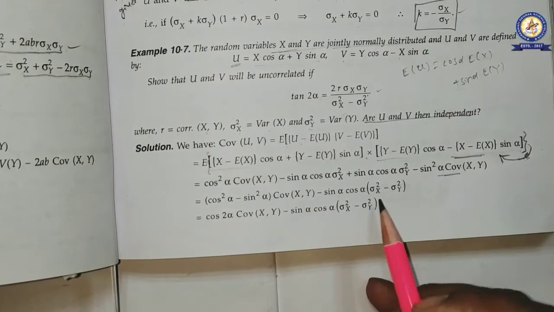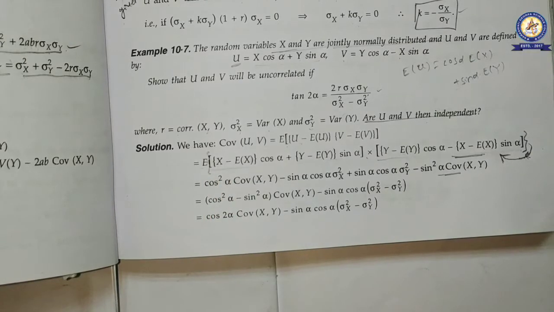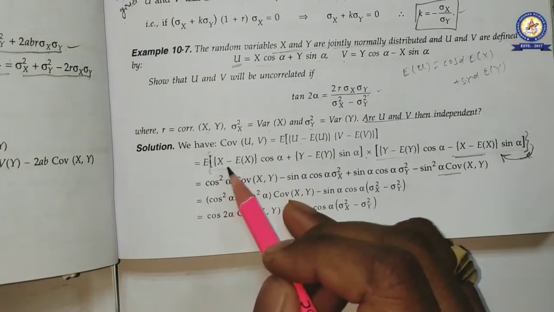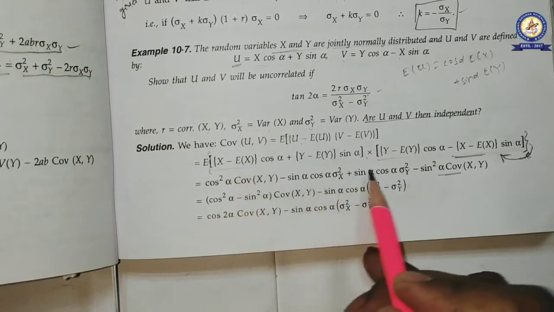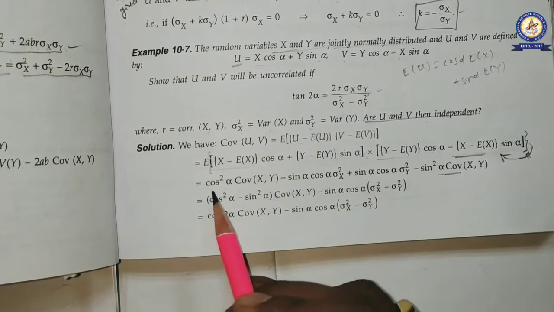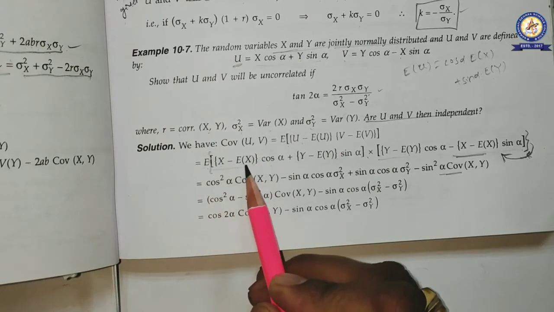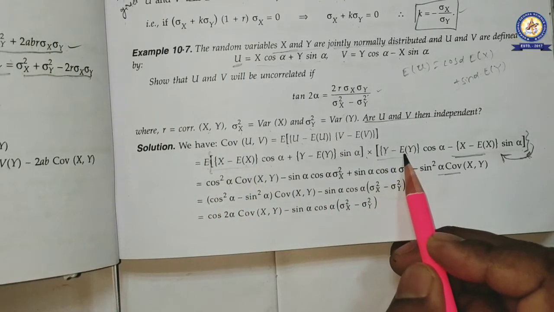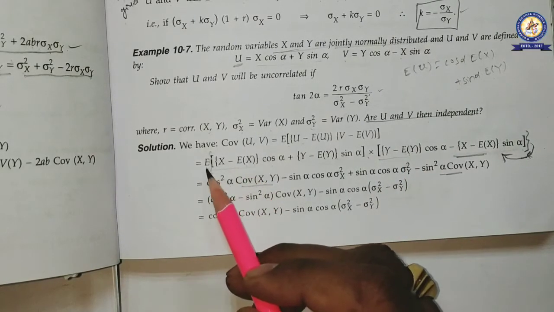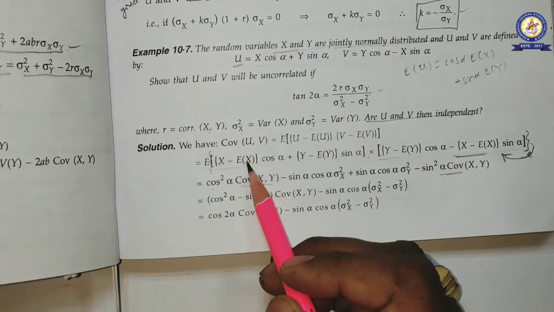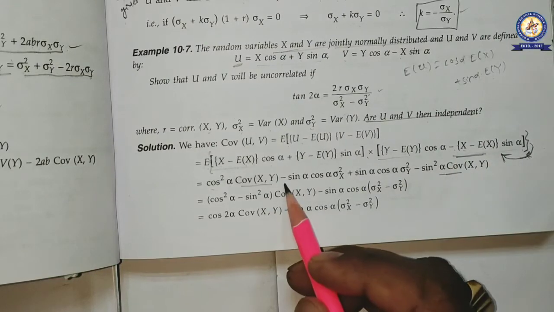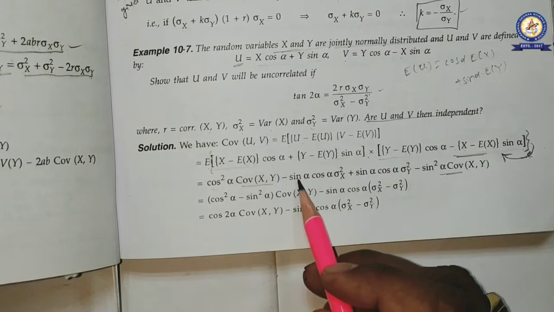So here you can see expectation of x minus expectation of x is multiplied with y minus expectation of y. Cos alpha, cos alpha, cos square alpha. Again, expectation of x minus expectation of x, y minus expectation of y, that is nothing but covariance of xy. Right, now see, x minus expectation of x, here minus is there. So minus, here cos alpha, sin alpha, constant, sin alpha into cos alpha.